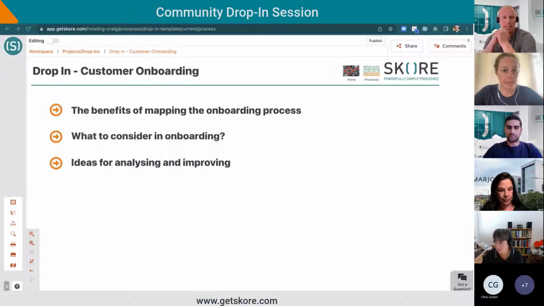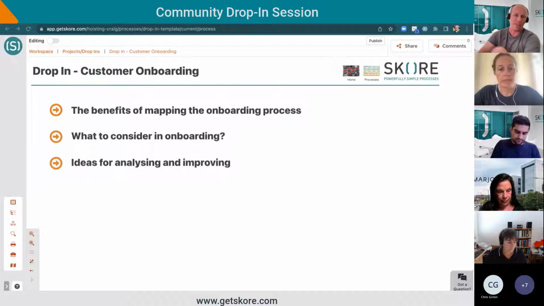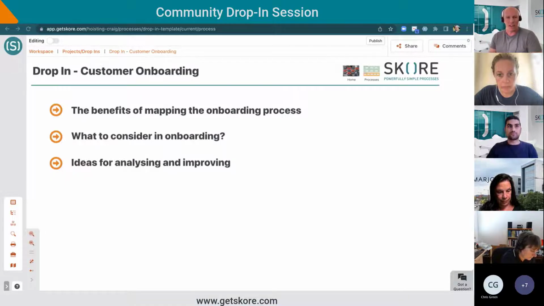Now, in this session today, it's going to be more of the technical aspects of it, in terms of how we might go about looking at this topic specifically within the Skore product itself. So you can see on the screen, I've got three areas that I want to cover today. We're going to look at some of the benefits of mapping the onboarding process. Again, you can use this term onboarding fairly generically. I've tended to stick with customer onboarding here.